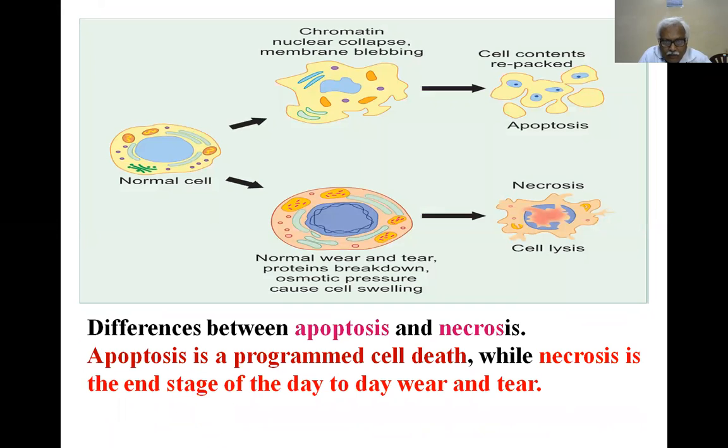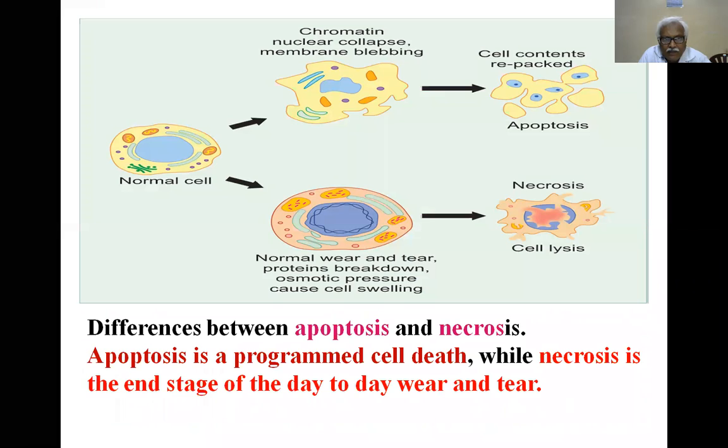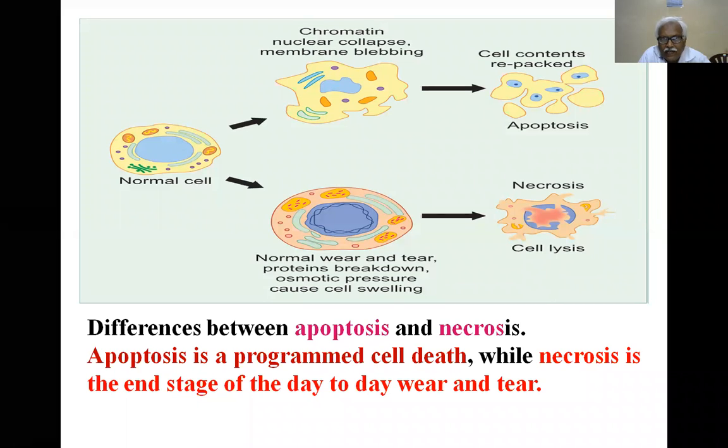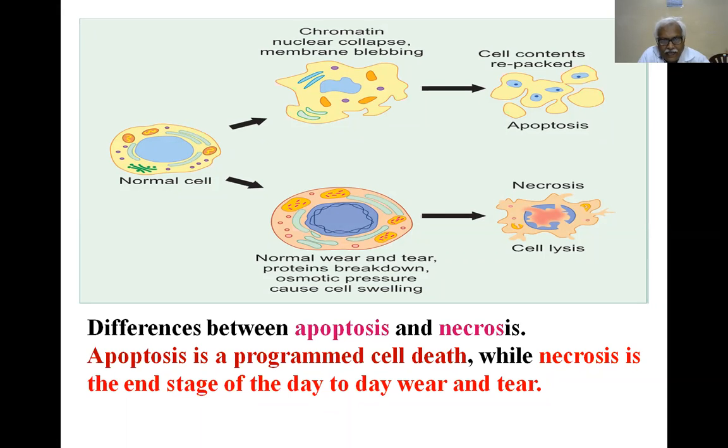So, the difference between apoptosis and necrosis. A normal cell, we know pretty well the representation. Then chromatin and nuclear collapse will take place, and then membrane blebbing, irregularity of the membrane, resulting in blebs. Cell contents are repacked into the blebs, small molecules and fragments of the cell will be entering, and then the cell will die. That is apoptosis.